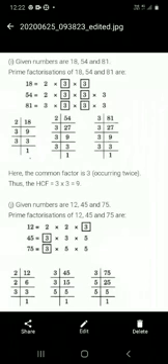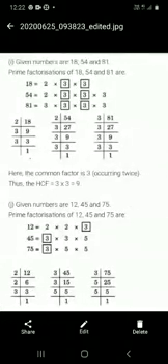Just like that, you have another question, J. Given numbers 12, 45, 75. You will factorize first 12, then 45, then 75. You have the factors 2 into 2 into 3 for 12, 3 into 3 into 5 for 45, then 3 into 5 into 5 for 75.